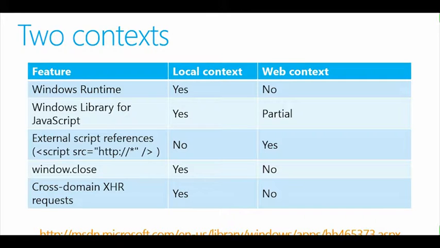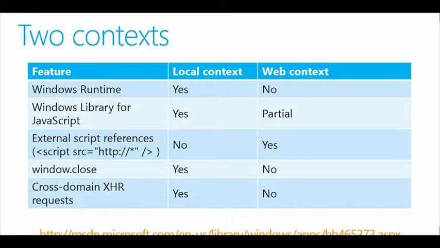Go ahead. So it's kind of confusing, because if you're making a Facebook app and doing AJAX requests cross-domain, you cannot do that in web context? Yep. So if you're writing in local context, you'll be able to do it, no problem. The XHR will work no problem. If you're writing in web context, then no, cross-domain will be blocked.